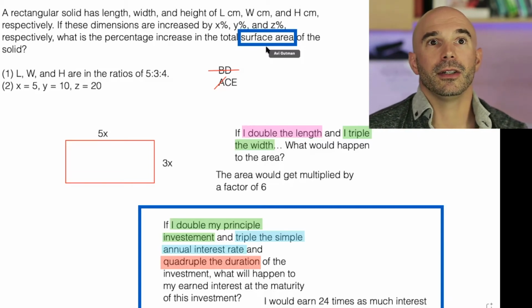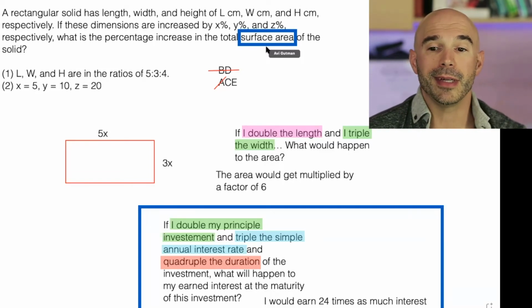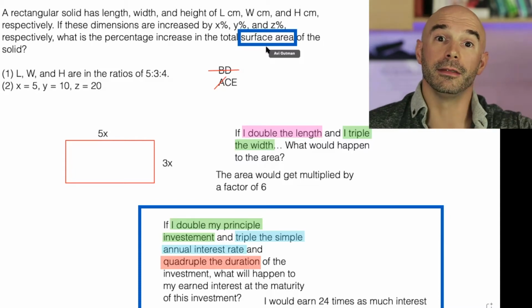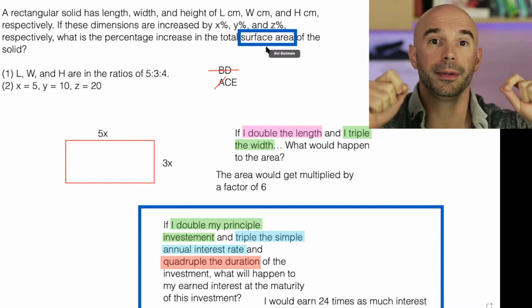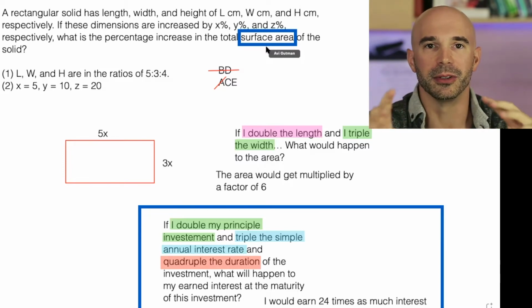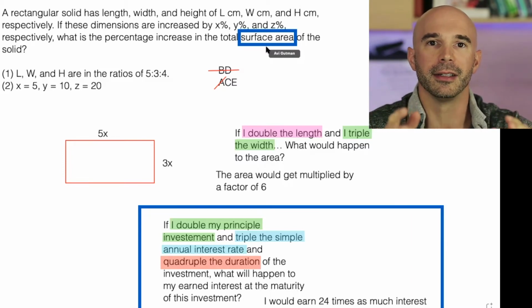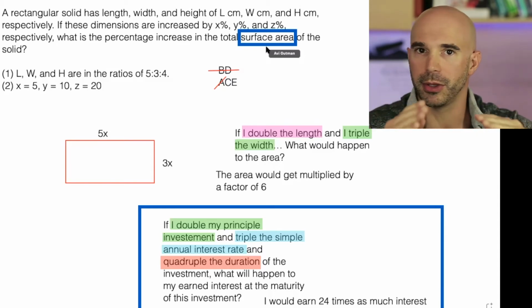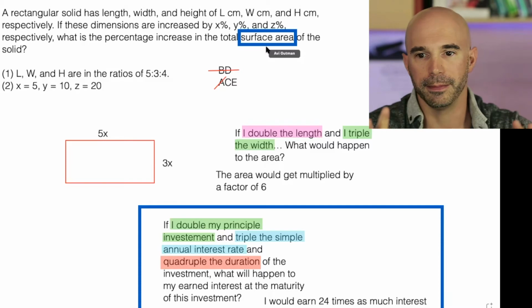Surface area of a three-dimensional shape is a bit tricky because it's not a straight-up multiplicative story. Area of a two-dimensional shape, I should say a two-dimensional rectangle specifically, depending on the shape, but if it was a rectangle, it's a straight-up multiplicative story. The area of a rectangle is simply the product of length times width. Done.